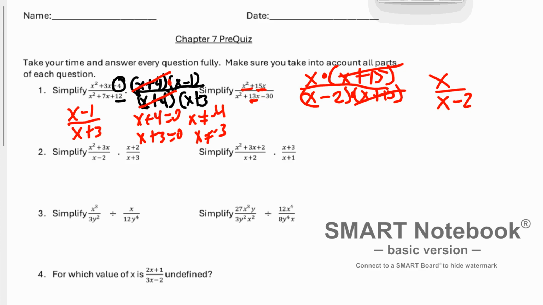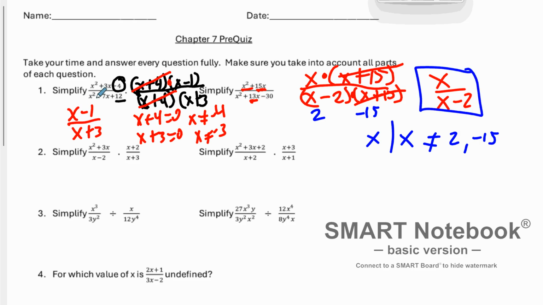Okay, and then again, if I was asked for what are my restrictions or what is my domain, right? So my domain would be everything except for what makes the denominator 0. So if I plug in 2, that would make the denominator 0, or negative 15. So x can be everything except x cannot be 2 and x cannot be negative 15 if I was to list my domain. But there's my simplification for these two problems.